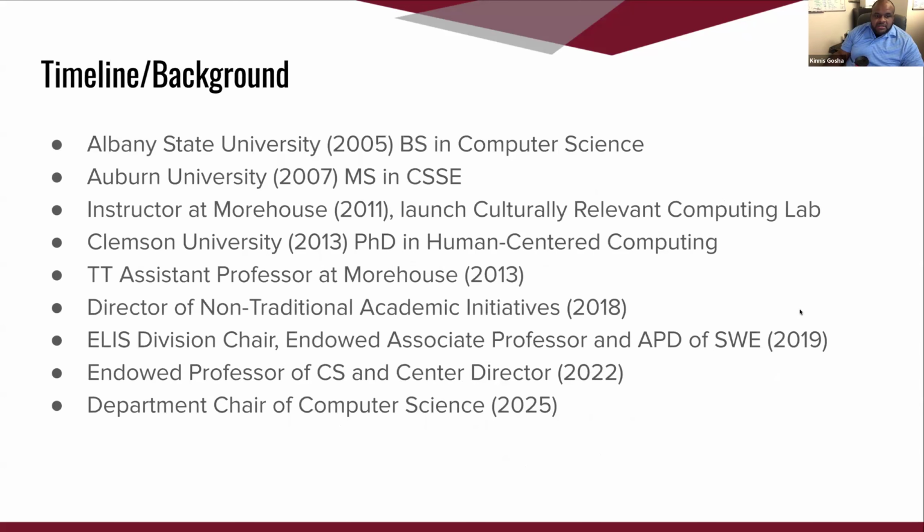So just a little timeline about myself. I went to an HBCU, Albany State University. That's Albany, Georgia, not New York. Then I went to Auburn. I thought I was going to finish at Auburn. My advisor, if anybody knows Juan Gilbert, he's a member of the National Science Board, left Auburn and ended up going to Clemson back in 2011.